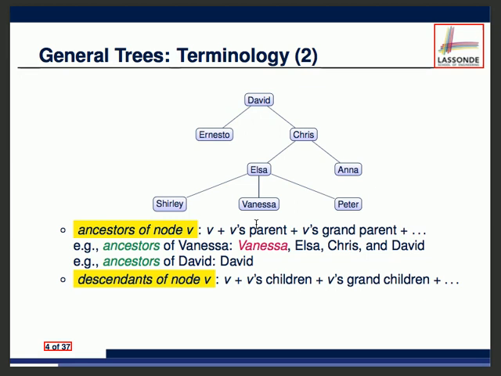So what does that mean? You are the ancestor and descendant of yourself, just according to this terminology. Now, which node on the tree has the most descendants? David, the root, always the case. Okay? Yeah, the terminology is easy.